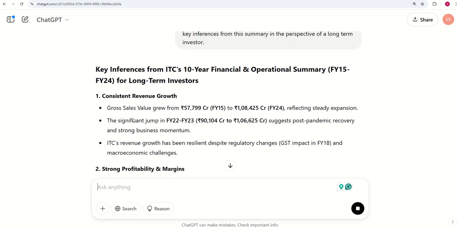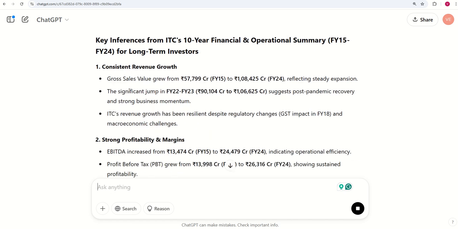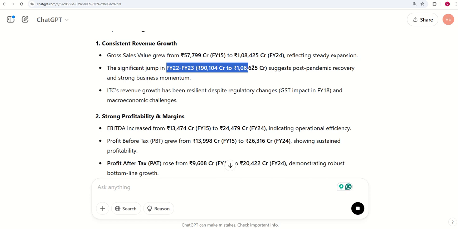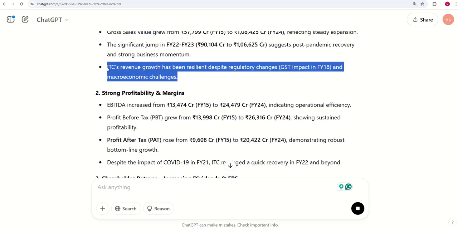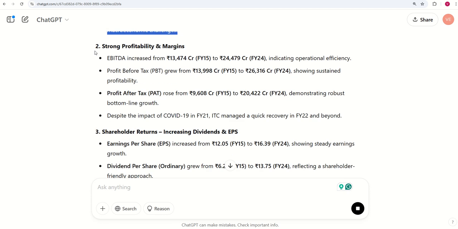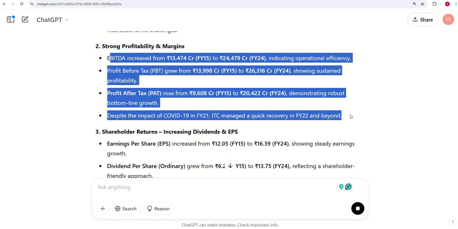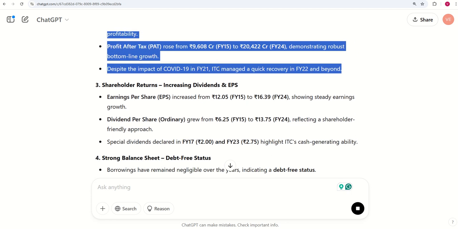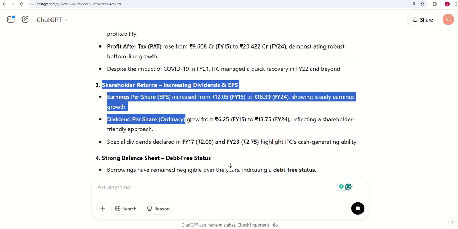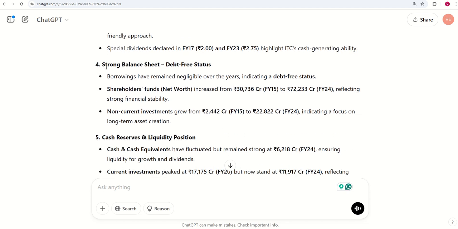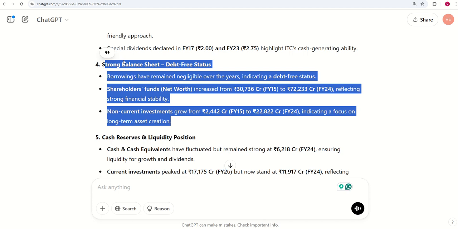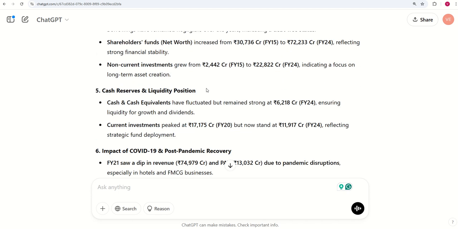So it is going to say that its sales grew, how much sales grew, which year had a particular spike. Super. It points out that there has been a regulatory change, but despite that it has grown. Then it talks about its profitability. It's a very generic thing, but it's good enough. Shareholder returns. It's talking about the increasing dividends and earnings per share. Yes, ITC doesn't have debt. It is properly reflected in its summary.